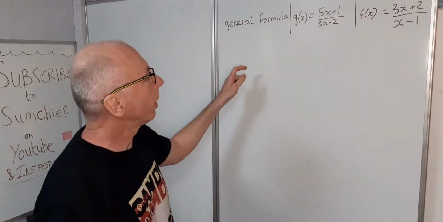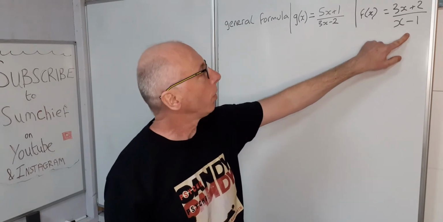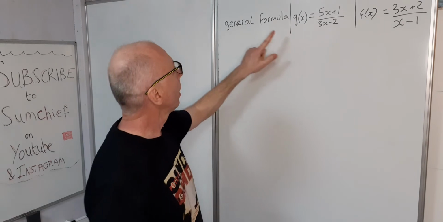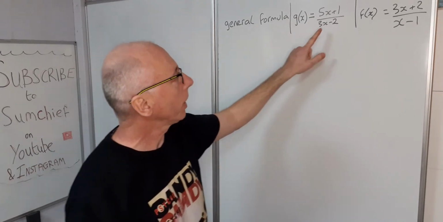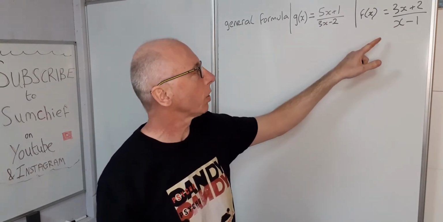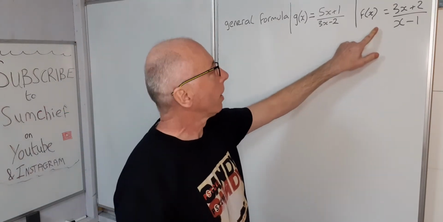Okay, so in this video we're going to look for the inverse functions for this function here, f of x, this one here, g of x. And then when we've done those two, we're going to create a general formula to find the inverse of any function that's in this form, i.e. a quotient. So let's start off with this one, f of x.